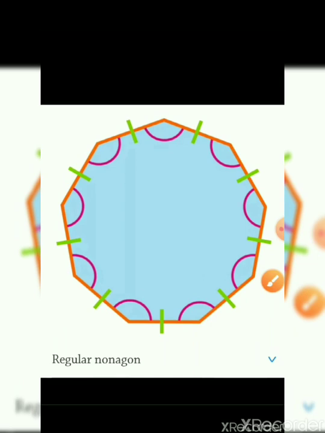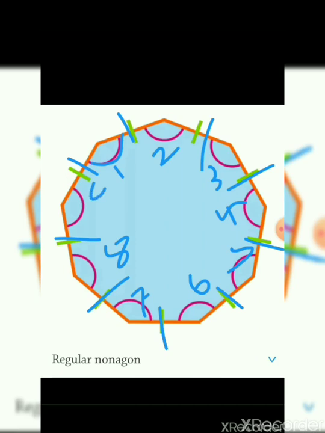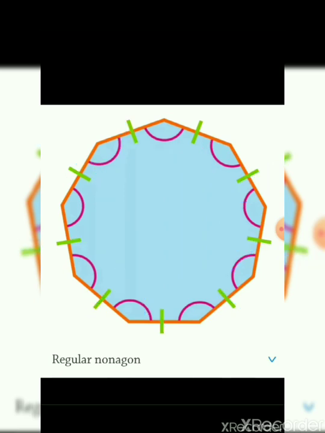Now in this one, just count the sides. 1, 2, 3, 4, 5, 6, 7, 8, 9. So 9 sides are there. Now let's count the angles. 1, 2, 3, 4, 5, 6, 7, 8 and 9. So 9 sides and 9 angles. So a polygon with 9 sides and 9 angles is called a nonagon. What is it called? Nonagon.